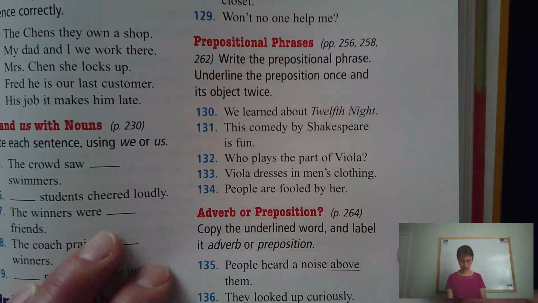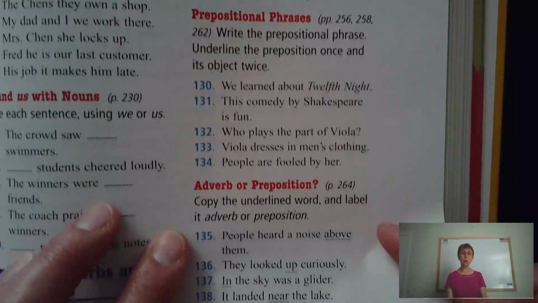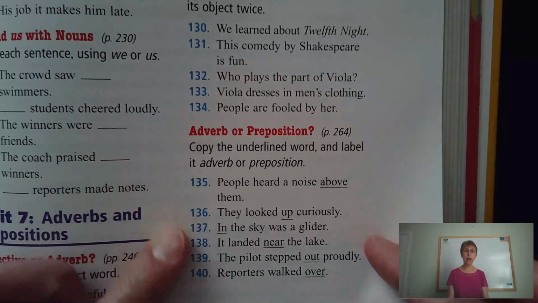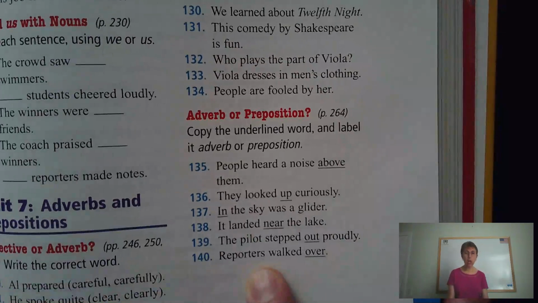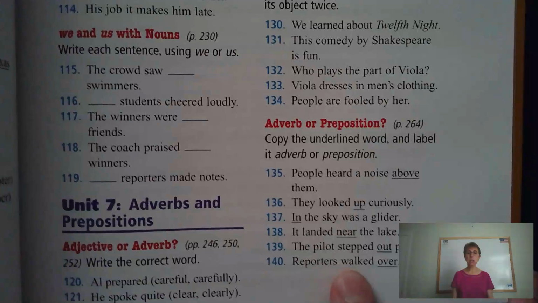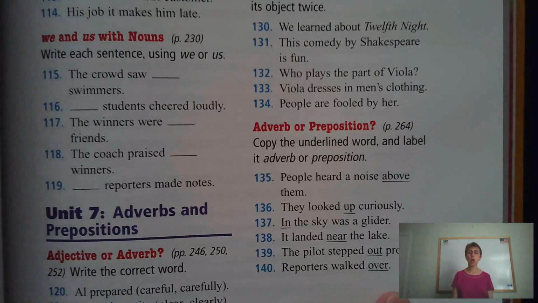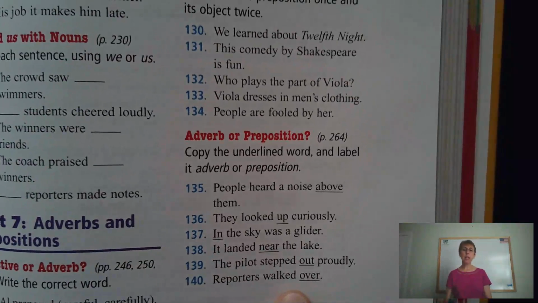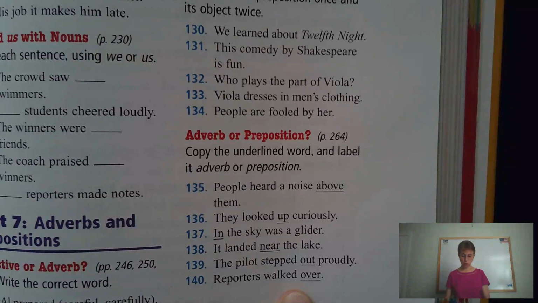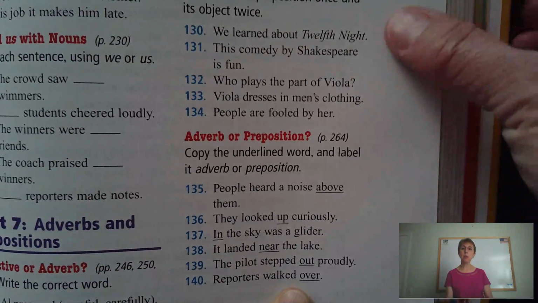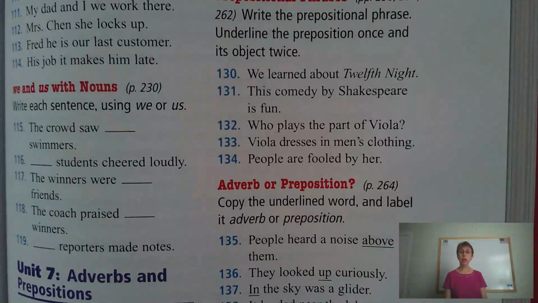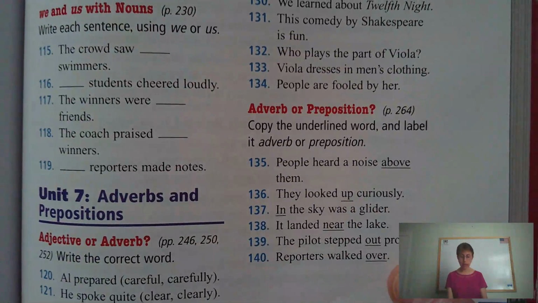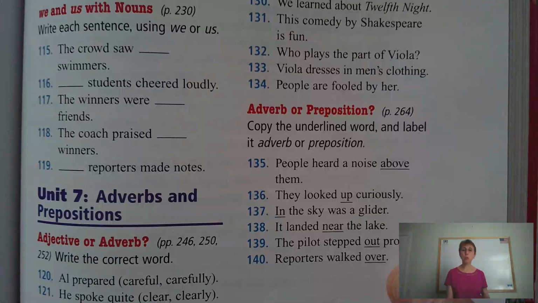All right, and the last section here is adverb or preposition. It says to copy the underlined word and label it adverb or preposition. So the last sentence here says reporters walked over. Over is an adverb. Remember, a preposition is going to start that prepositional phrase. Okay, a preposition goes into the prepositional phrase. And here it's just reporters walked over.